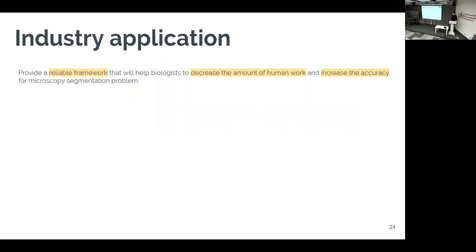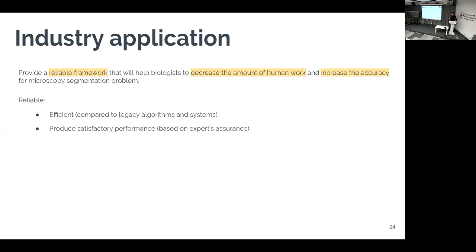So what is the industry application of this work? We want to provide a reliable framework that will help biologists to decrease the amount of human work and increase the accuracy for the microscopy segmentation problem. What I mean by reliable is, first of all, efficient compared to legacy algorithms and systems, which usually use machine learning approaches or even rule-based approaches which are relatively slow. Produce satisfactory performance mostly based on expert assurance, and which will be flexible and scalable, so we could reuse the knowledge of the networks in different tasks, and we could parallelize and massively deploy those networks.